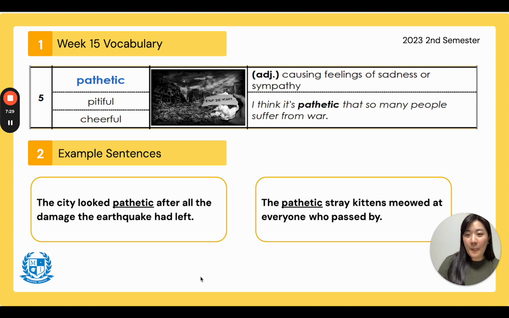Number 5, everyone say pathetic. Pathetic. And the synonym is pitiful and the antonym is cheerful. Pathetic is an adjective and it means causing feelings of sadness or sympathy.